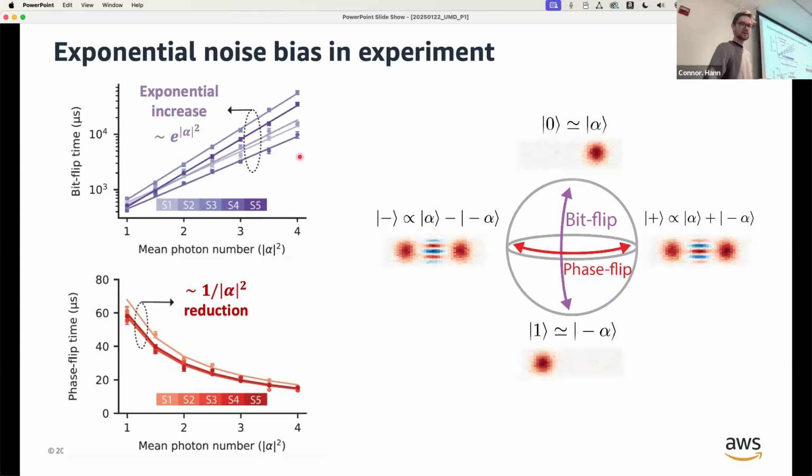And so we can see, as desired, the bit flip times are growing exponentially with photon number, which is great. That means that now we're not going to have to worry about these bit flip errors. But the phase flip times have this expected 1 over alpha squared reduction. So we're still going to have to find a way to correct these phase flip errors. That will bring me then to the next part, the repetition code that we use to handle them.